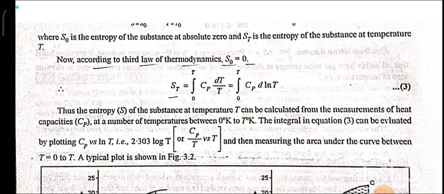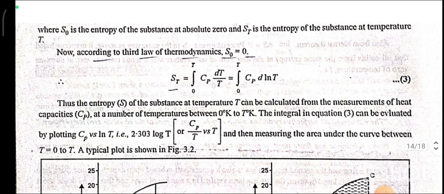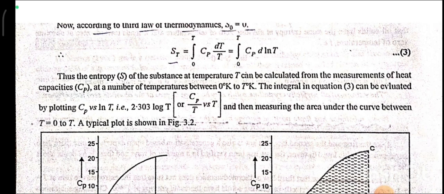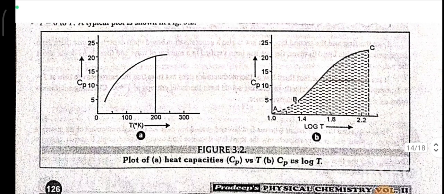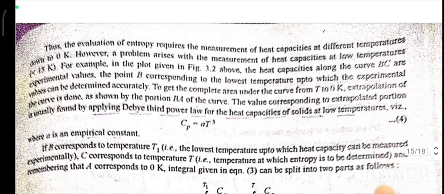Thus, the entropy S of the substance at temperature T can be calculated from the measurements of the heat capacity at a number of temperatures between 0 Kelvin and T Kelvin. The integral in equation 3 can be evaluated by plotting Cp versus ln T, that is 2.303 log T, or Cp upon T versus T, then measuring the area under the curve between T equal to 0 to T. Thus, the evaluation of entropy requires the measurement of heat capacity at different temperatures.